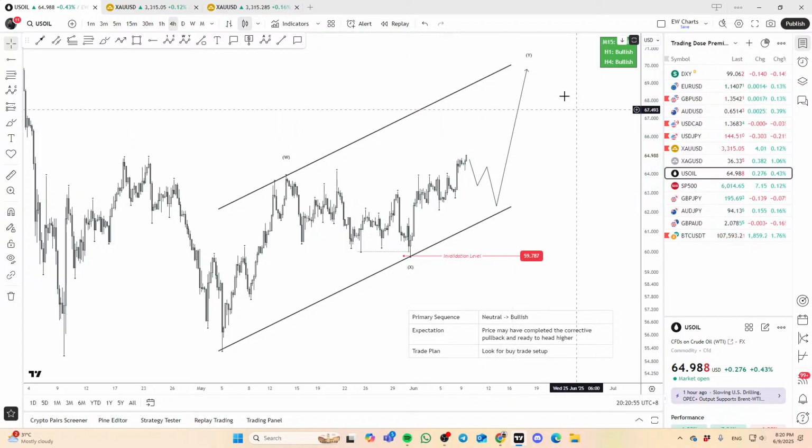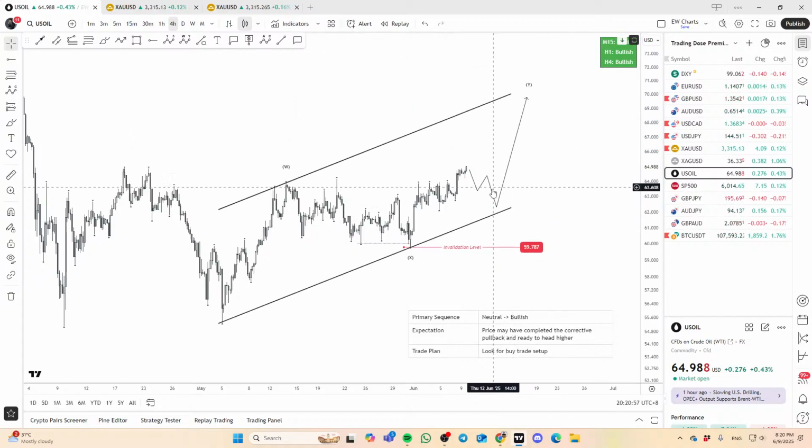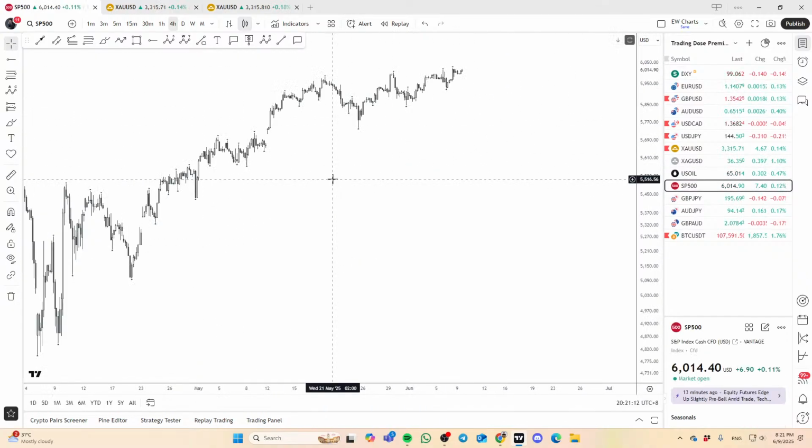Crude oil, the direction is also very clear. We're bullish on this. Because we are near the top, there won't be much of a setup right now until the price pulls back. Okay, so nothing much on that. Just want to share with you the overall structure and direction.